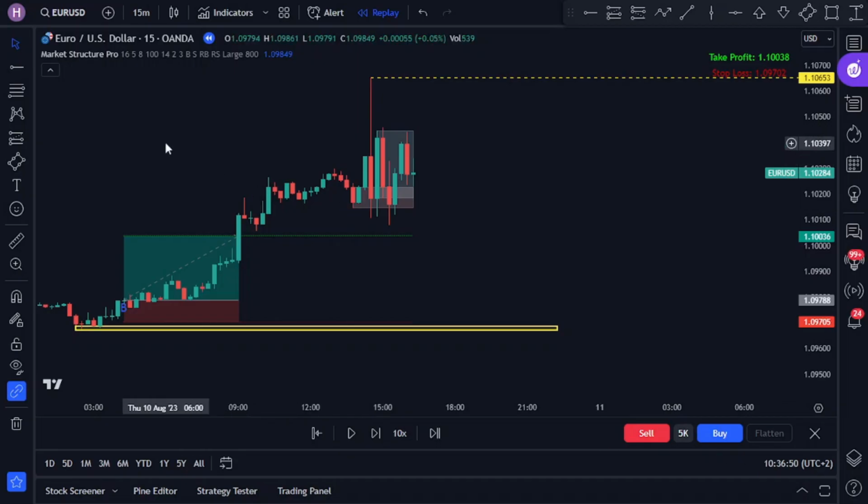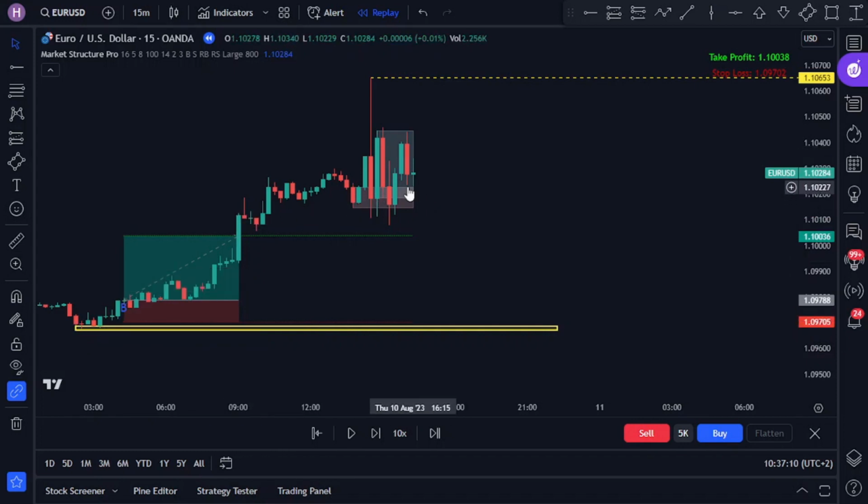Firstly, let's start off with an example and look at exactly how the indicator works. On the chart currently, we have the euro against the US dollar in the 15-minute time frame. And the concept of the indicator is built around market structure and the break of order blocks.